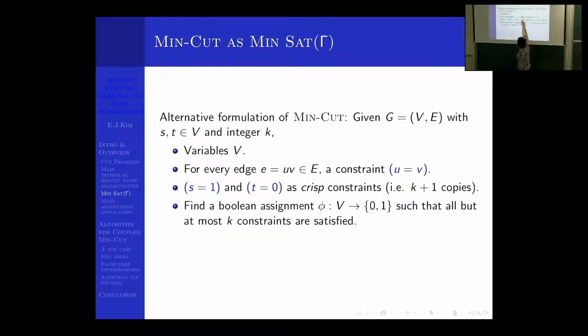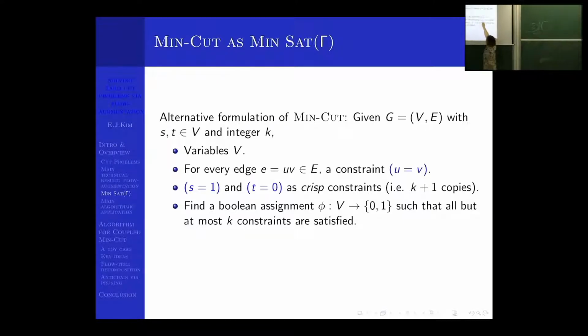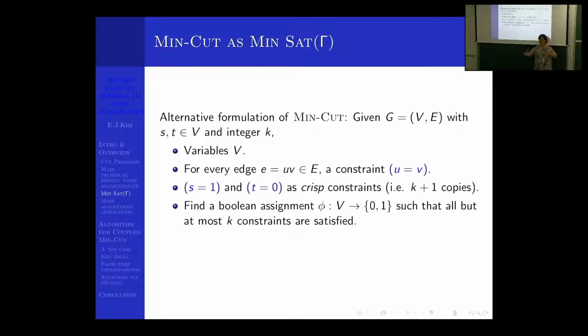Suppose that the min cut is of size at most k. After removing the min cut, let's assign 1 to all vertices reachable from S, and all vertices not reachable, which means reachable from T, get value 0. Then all edges where both endpoints are reachable from S have their corresponding constraints satisfied. Anything violated will be crossing between the reachable and non-reachable sets, so that exactly counts the number of cut edges.